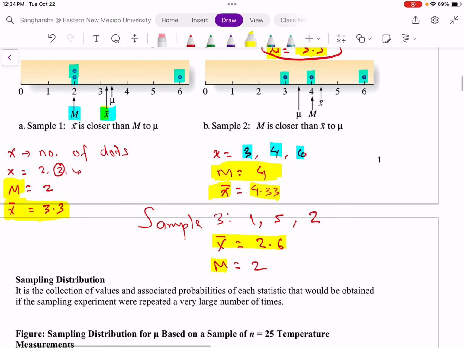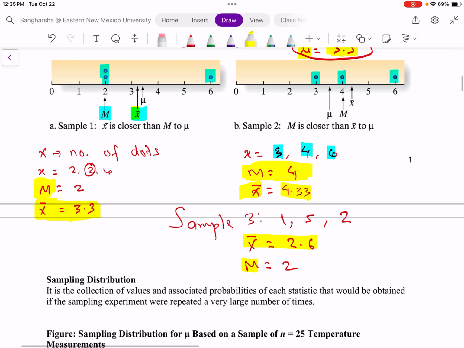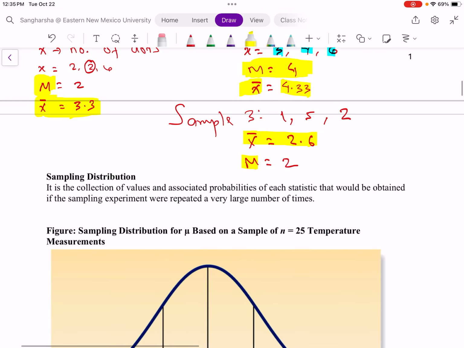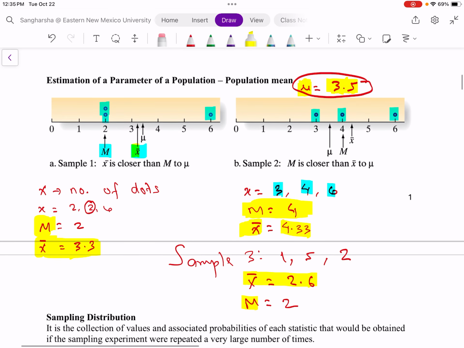So from here, what we can conclude is that neither mean nor median is a good estimator. It means this information is not enough. We need more information to find the good estimator. We are trying to estimate a parameter here. From the sample statistic, we are trying to estimate the parameter. Now, do you have any questions up to here?